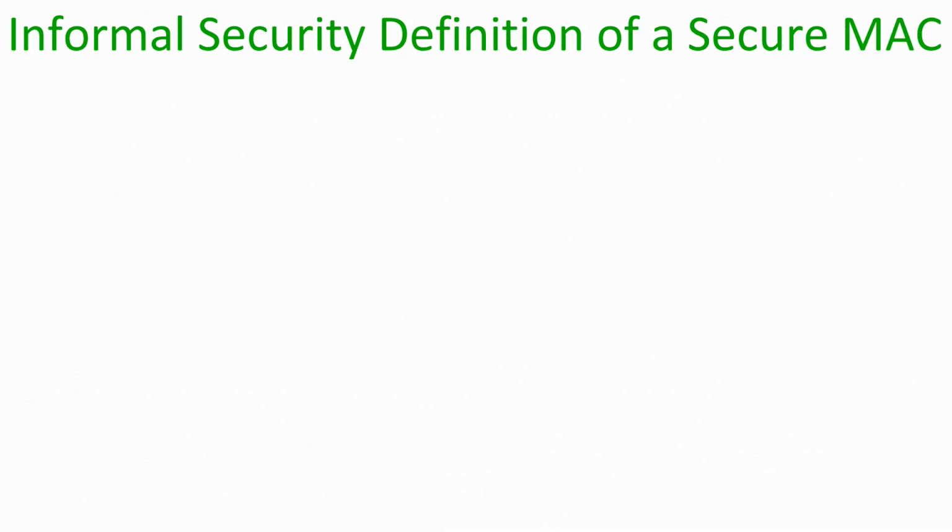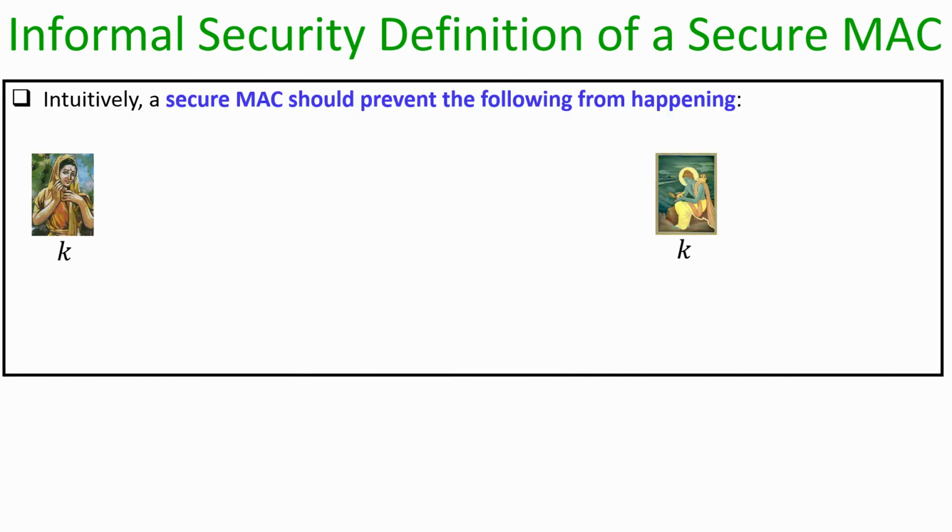Now, let us proceed to the security definition of MAC. What exactly is the security property we require? Before going into the formal definition, let us first try to intuitively understand what exactly we want to achieve using a secure MAC. Intuitively, a secure MAC should prevent the following from happening. Imagine we have a sender and a receiver who have shared a key which has been obtained by running the key generation algorithm, and say the sender has communicated several messages and attached the corresponding tags computed as per the tag generation algorithm with respect to the key which is known only to the sender and the receiver.